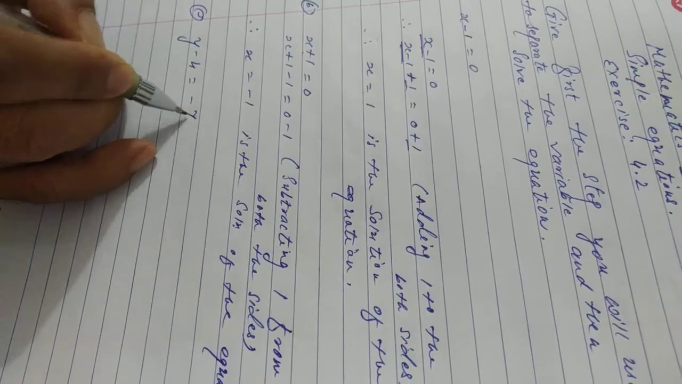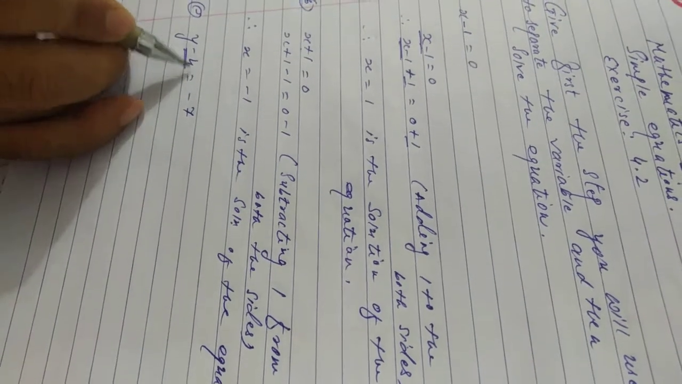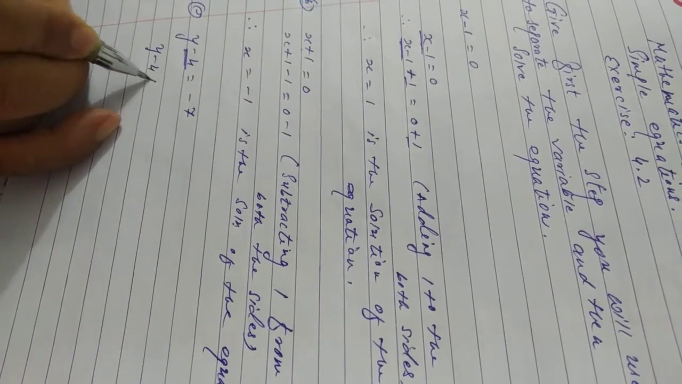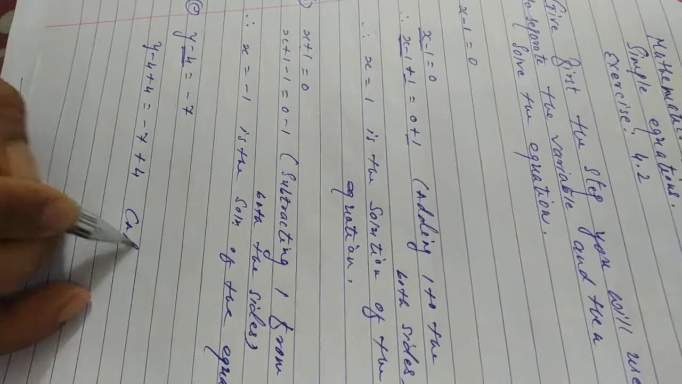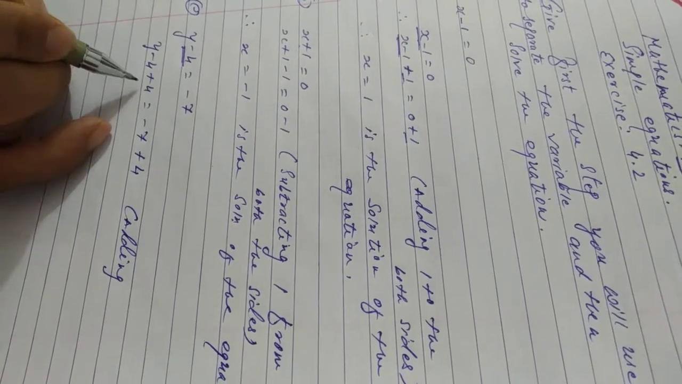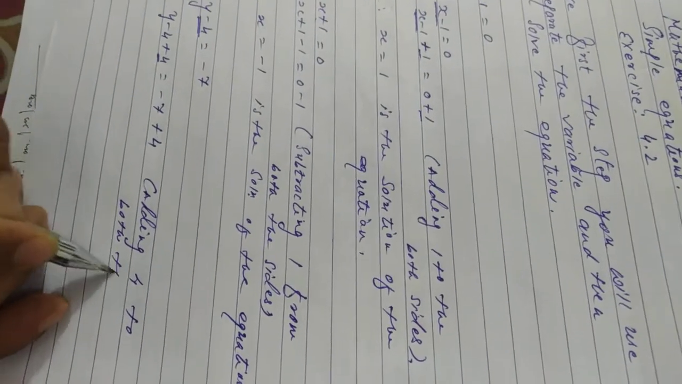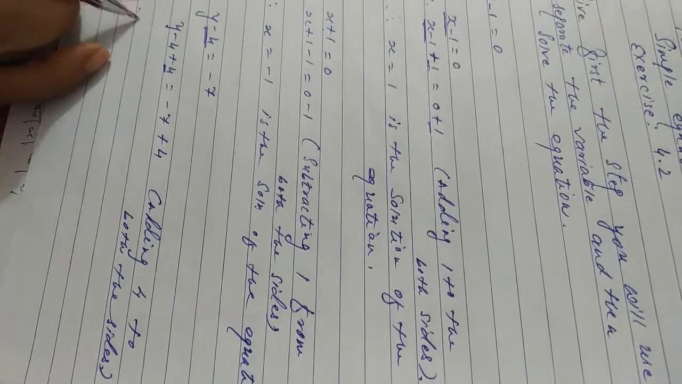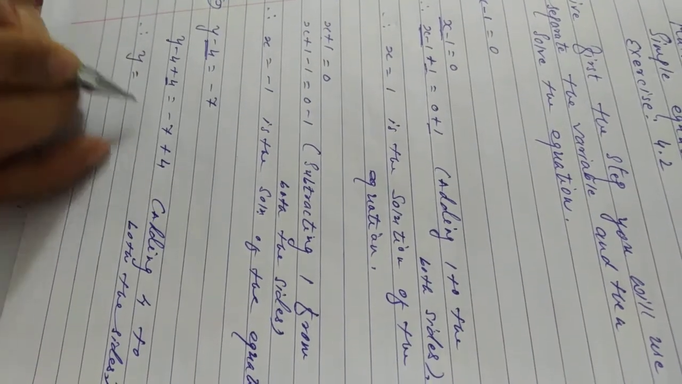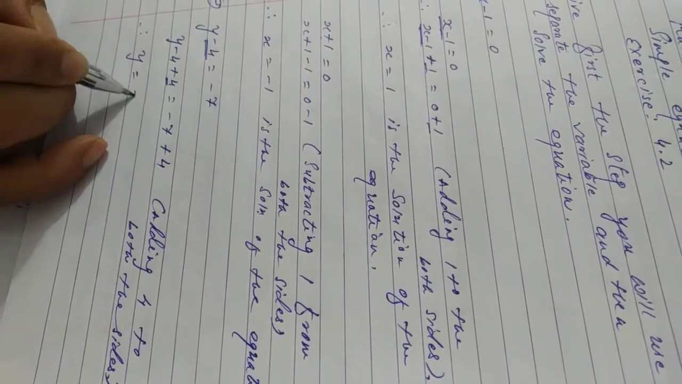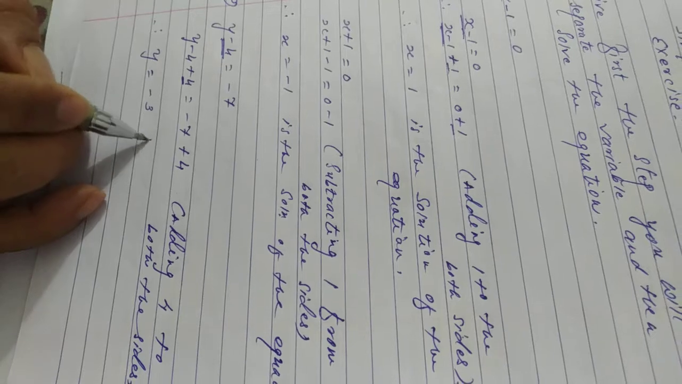y minus 4 is equal to minus 7. Now here what will we do? So we can separate minus 4 by plus 4, right? Is equal to minus 7 plus 4. So what comes over here? Adding 4 to both the sides. Therefore y minus 4 plus 4 becomes 0. So y is equal to now minus 7 plus 4, so minus 3.